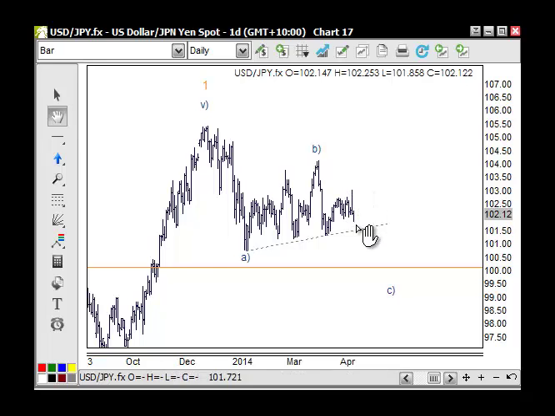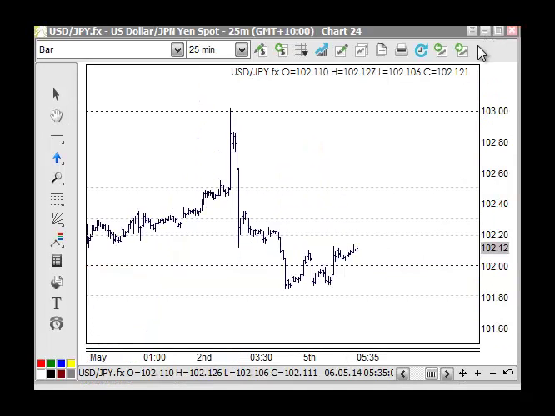So this little move down through here on the daily, we've got 5 waves in that. So we're looking for a little retracement back and then a move lower. So that's what we're looking for in the yen crosses.